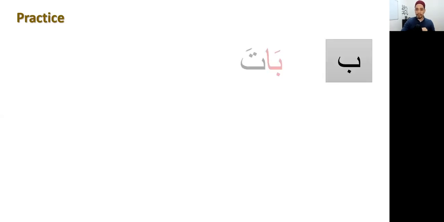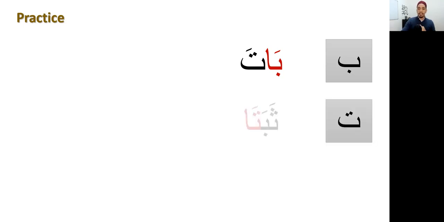Let's look at some words, right? With the letter ba over here, we have bata. Can you see how I extended that? Instead of bata, I'm saying bata because of the alif mad. And take note that the alif mad is its name. The alif mad over here has nothing on it.